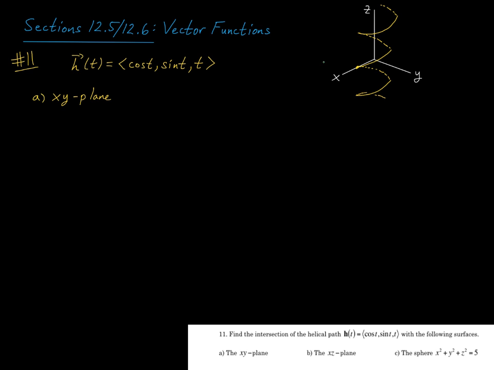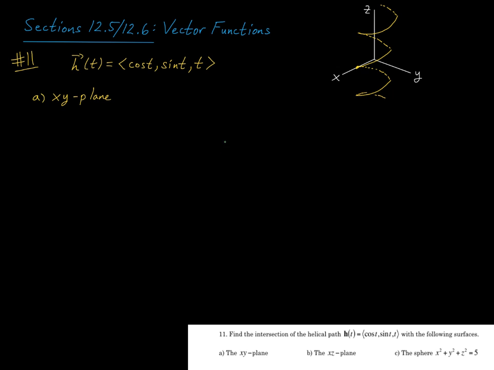Another thing that we pointed out back in problem 1, part C, is that since x squared plus y squared is equal to 1 from the Pythagorean identity, our helix lies on the circular cylinder whose equation is x squared plus y squared is equal to 1. Okay, so with all that in mind, let's turn to part A.